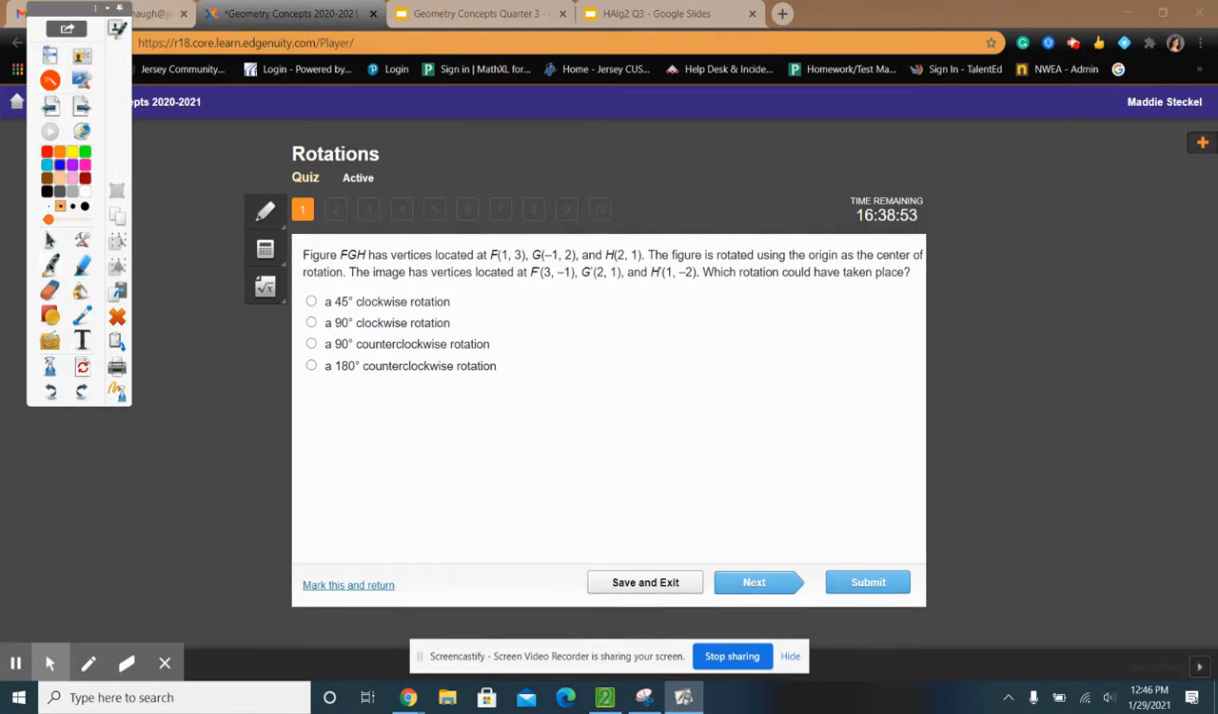Okay, so we have a figure and it has these vertices and they tell me where the vertices are. And they rotate it about the origin. And then the images are at these new places. So let's just look at a little sketch here. If F is at 1, 3, and the new point is at 3, -1, let's put the new point in green, 1, 2, 3, -1. So this is the F, and this is the F prime. So F goes to F prime.